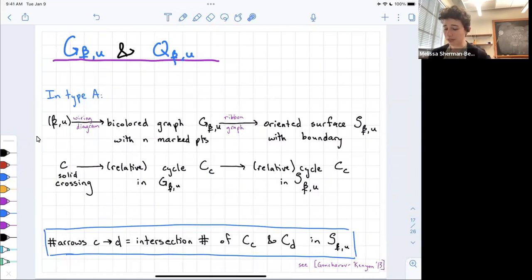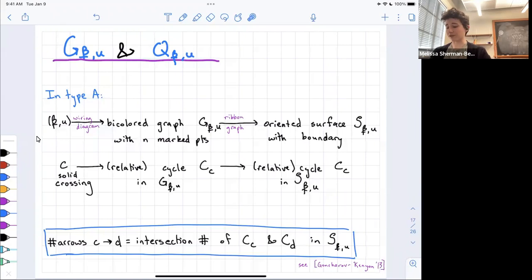So the big picture idea is you start with your beta underline u. So you already know your torus and your cluster variables. Now to get the quiver, you'll take this beta underline u and turn it into a bicolored graph. And then each solid crossing of beta underline, each solid index, so each one of your cluster variables, you're going to represent with some cycle in your graph. So you're just going to draw a cycle in your graph. And the interactions of these cycles in your graph will determine the quiver.